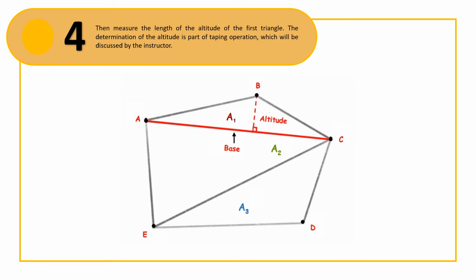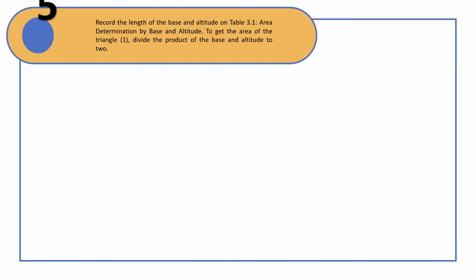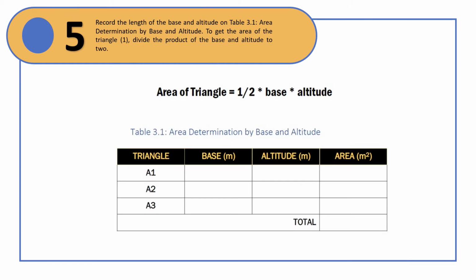Step number 4. Then measure the length of the altitude of the first triangle. The determination of the altitude is part of taping operation, which will be discussed by the instructor. Step number 5. Record the length of the base and altitude on table 3.1, area determination by base and altitude. To get the area of the triangle, divide the product of the base and altitude to 2.